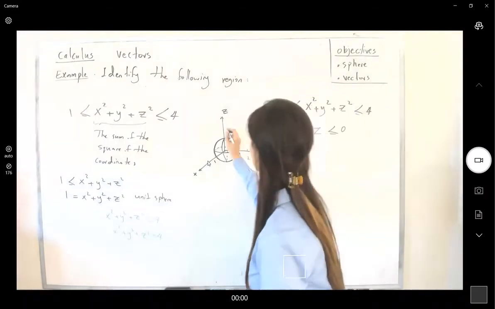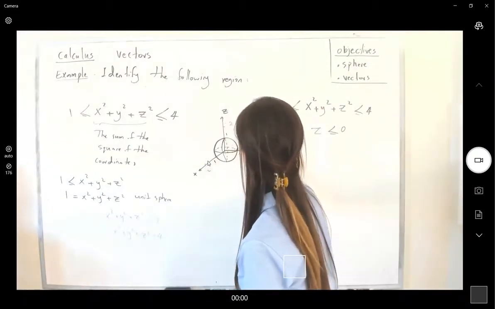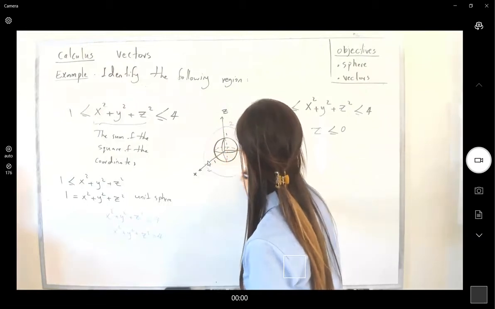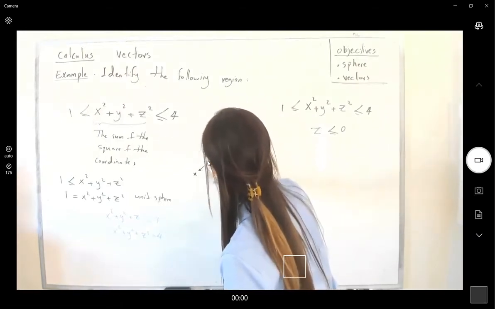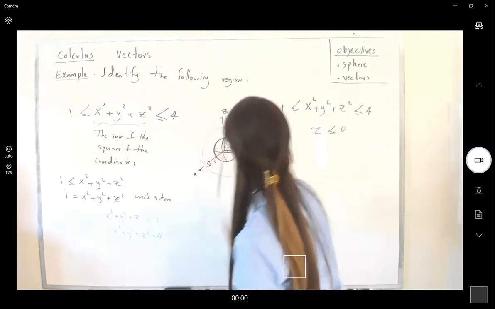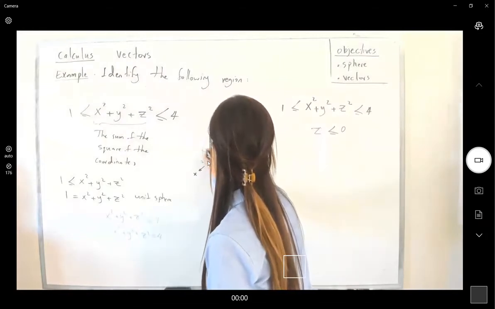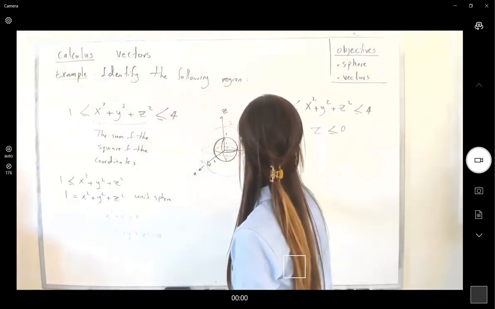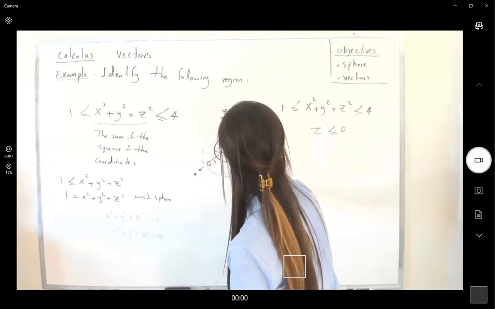Radius 2 means that you have a larger sphere. Beautiful sphere, but still good. So here we have our sphere with radius 2, and here we go.